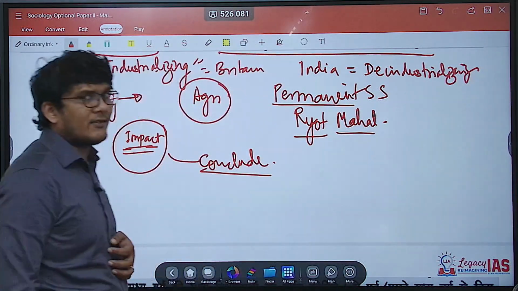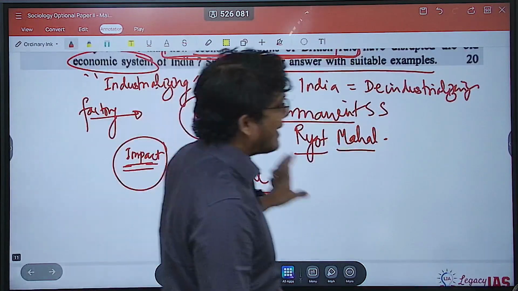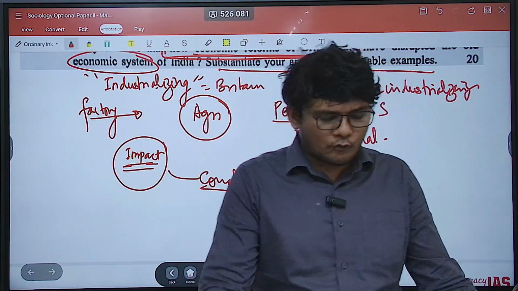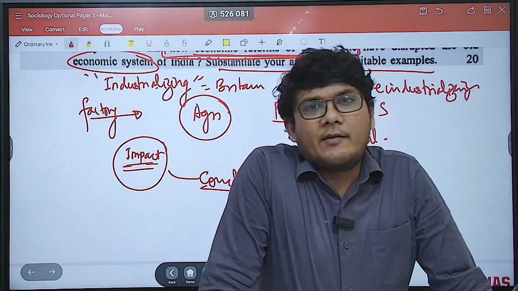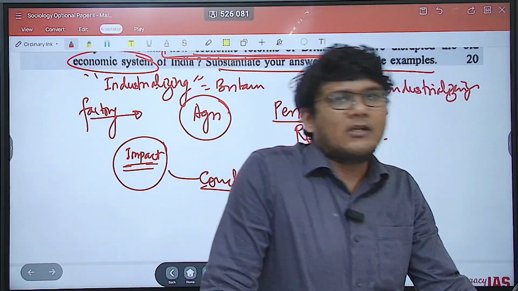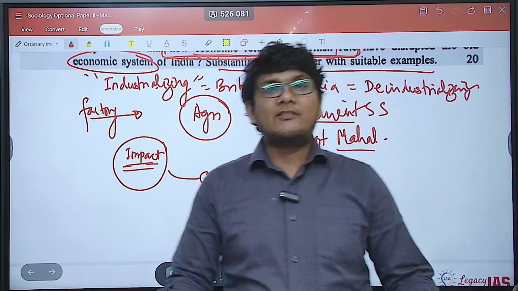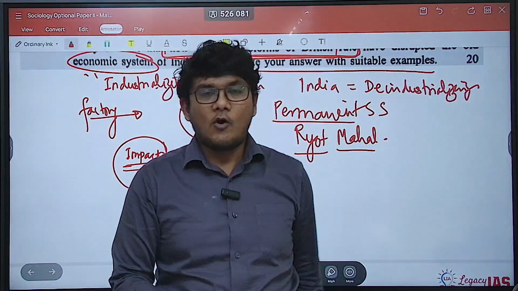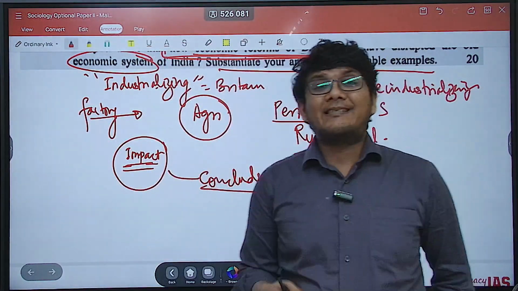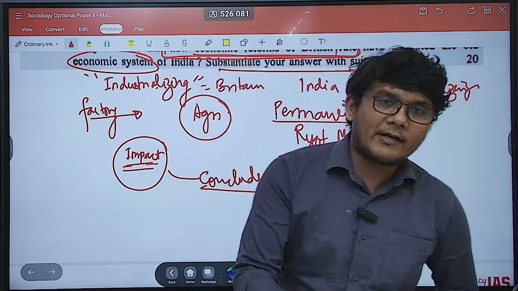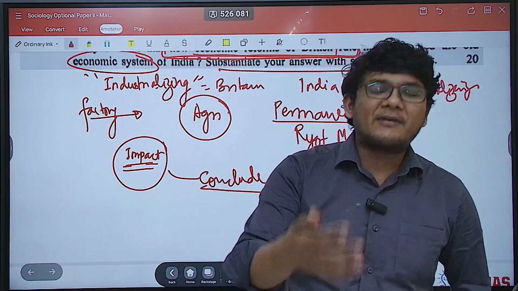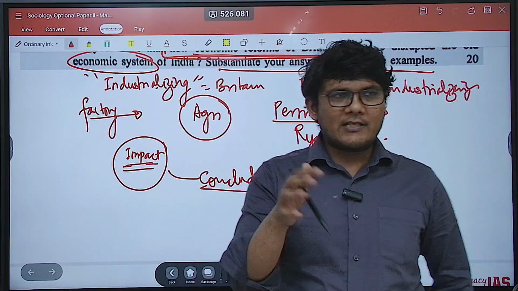I hope that is clear. Now, this answer could be very generic. That is why utilization of sociological terms becomes very important, like pauperization, like homogenization. Homogenization of cropping happened. Only monocropping was being done. Pauperization, people were becoming poorer by the day. Relative deprivation was high. So all these would be the impact.